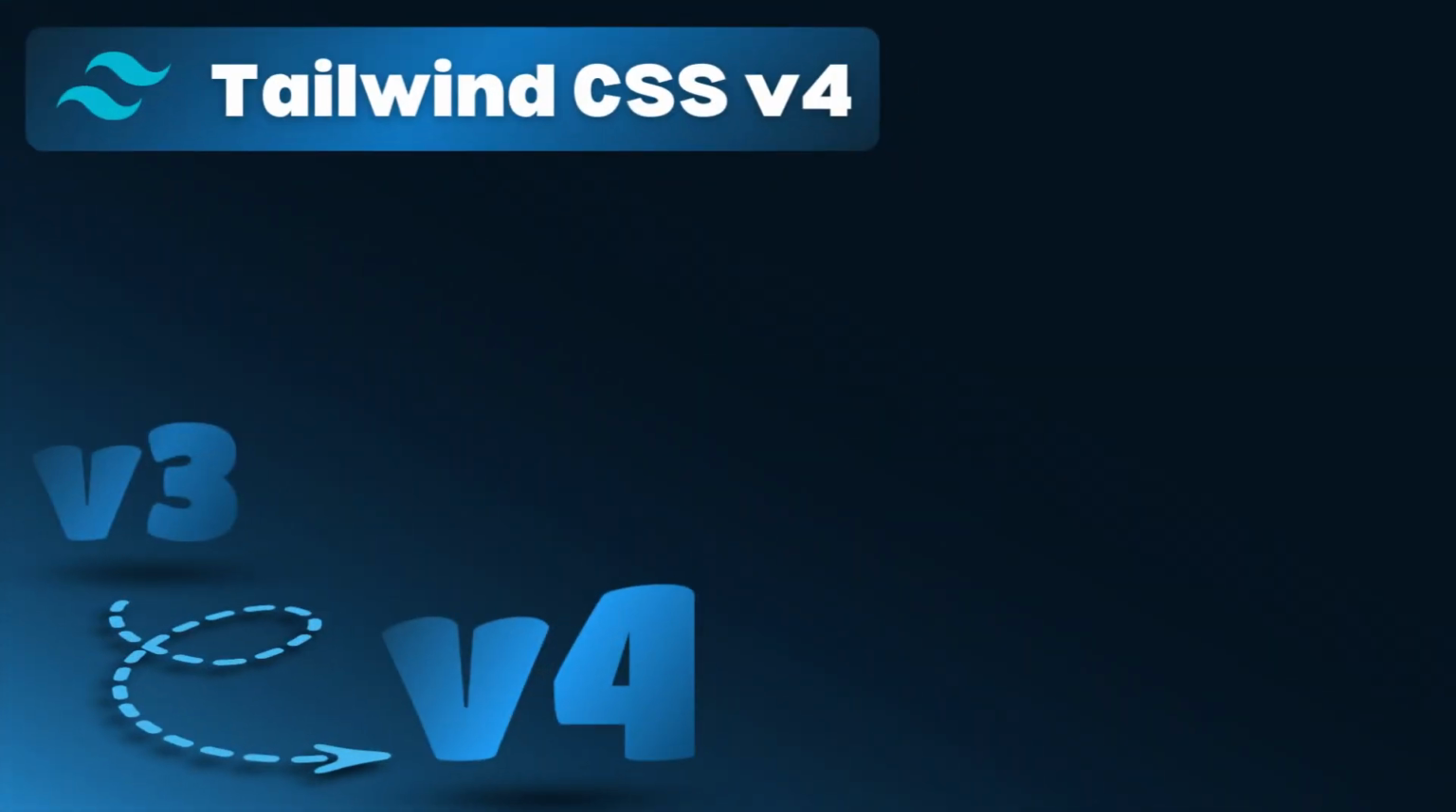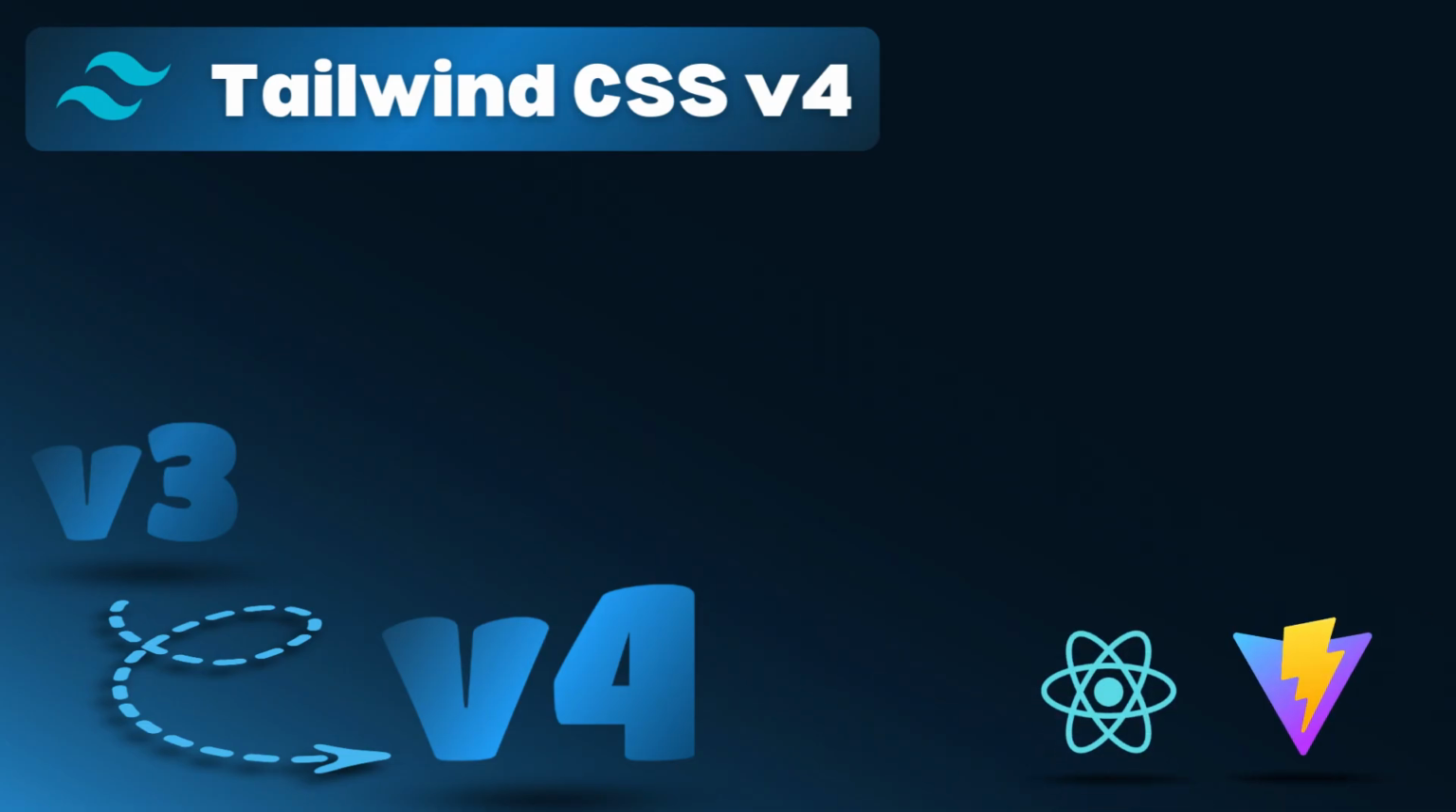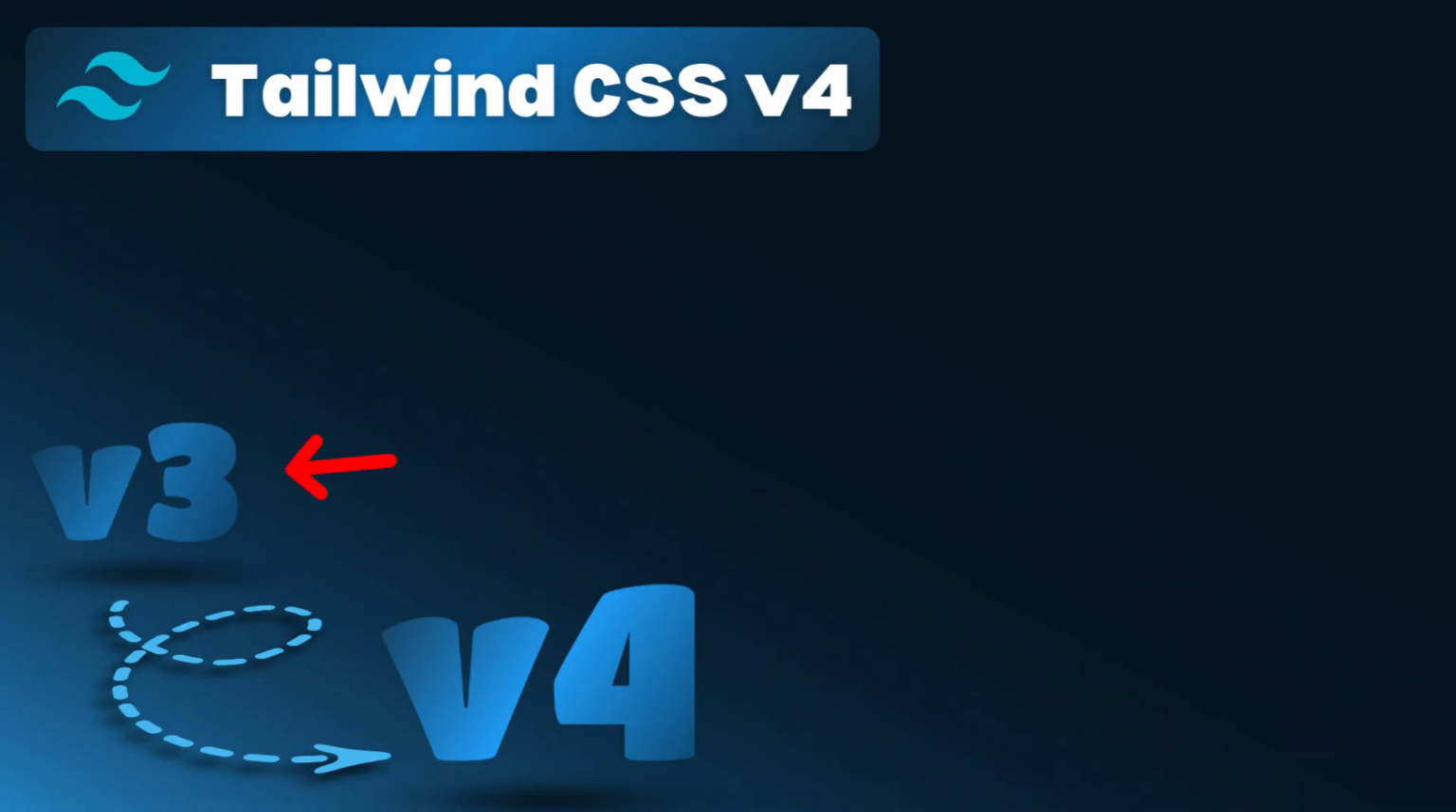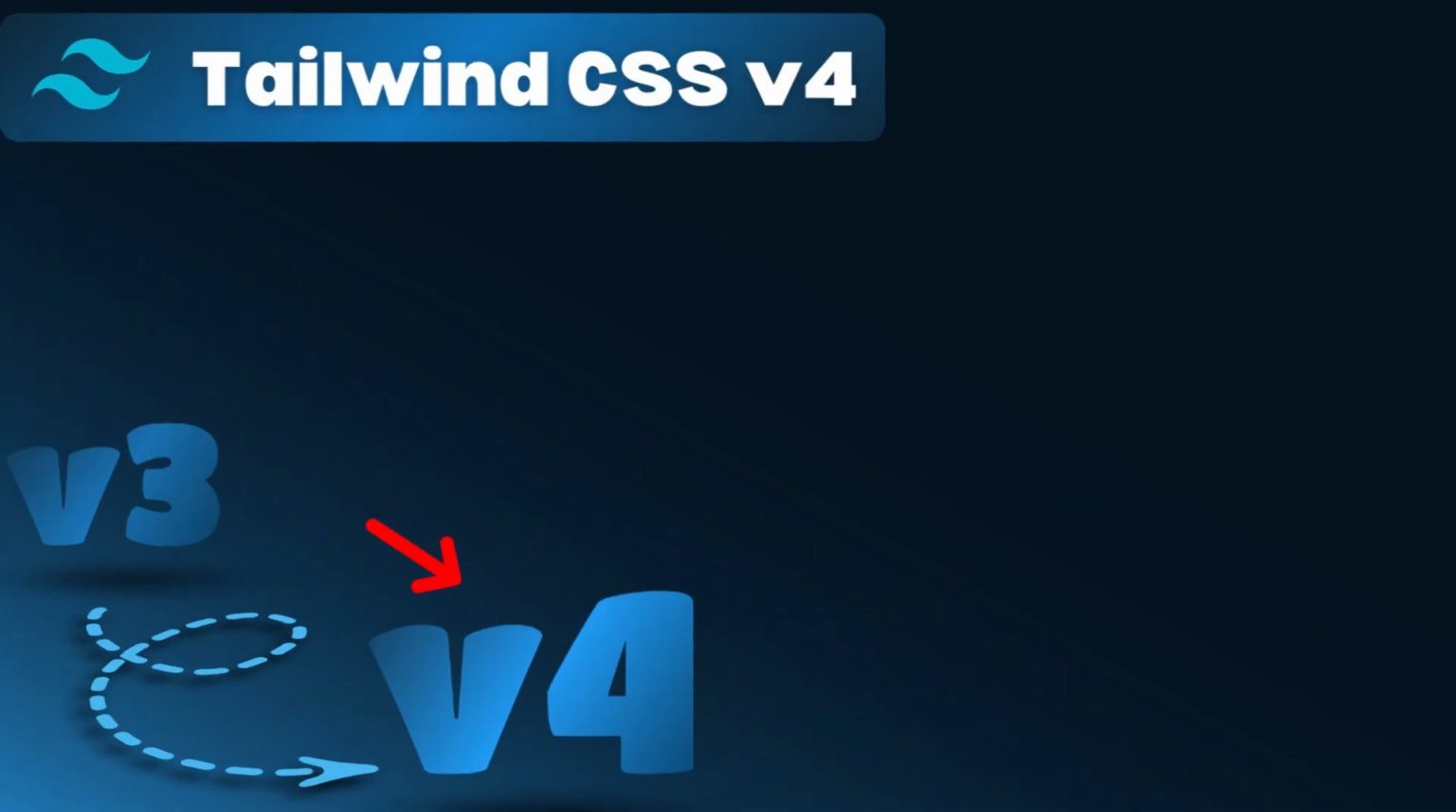In that video we also showed how to install and set up Tailwind CSS version 4 in a React project using Vite. And in this video I'll demonstrate different ways to install and set up Tailwind CSS version 4, so no matter what type of project you're working on, you will have the tools and knowledge to get started quickly. Also, if you're currently using Tailwind CSS version 3, don't worry, I'll walk you through the steps to upgrade your project from version 3 to version 4 quickly and easily.